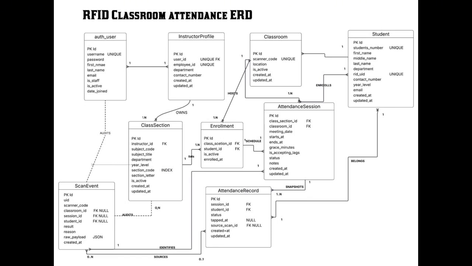The main account table is Django auth_user, and each instructor has one matching instructor profile. A class section belongs to an instructor. Students are connected to class sections through the enrollment table, which means the same student can belong to multiple classes. An attendance session belongs to one class section and one classroom. When a session is created, the system snapshots the enrolled roster into attendance records marked as absent.